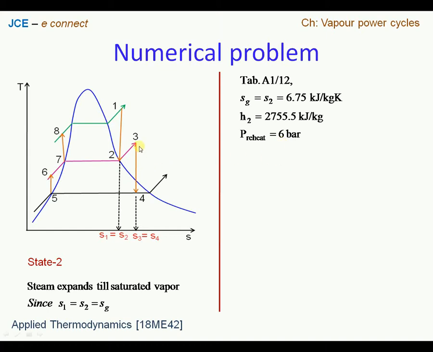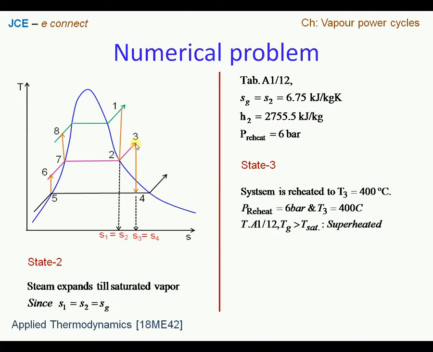Now let us proceed with state point 3. We know that process 2 to 3 is a reheat process where heat is getting added. That's why we see a rise in the temperature along the y-axis, and we know the pressure now because this is a constant pressure curve. Everywhere the pressure is 6 bar, and at state point 3 they have given us a temperature of 400 degrees Celsius. Therefore we have 6 bar pressure and a temperature of 400 degrees Celsius.